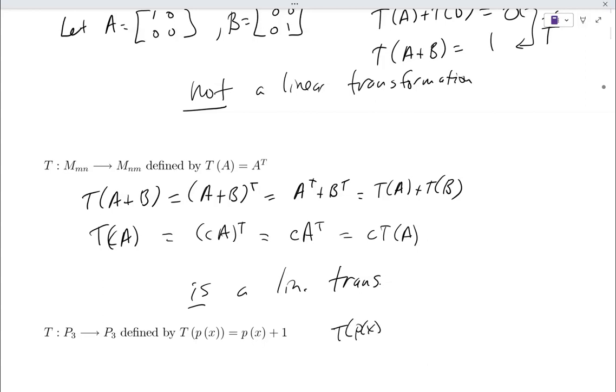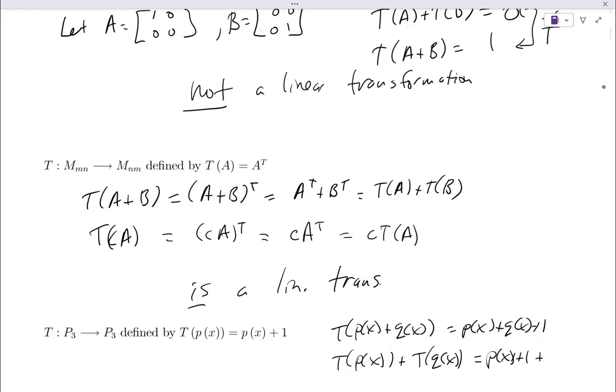So if you have T of P of X plus Q of X on the inside, we get P of X plus Q of X plus 1, but T of P of X plus T of Q of X is P of X plus 1 plus Q of X plus 1. And they're not equal to each other.